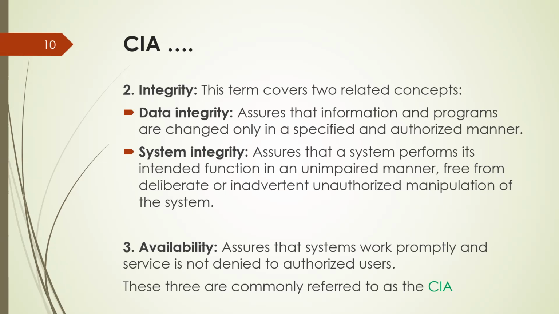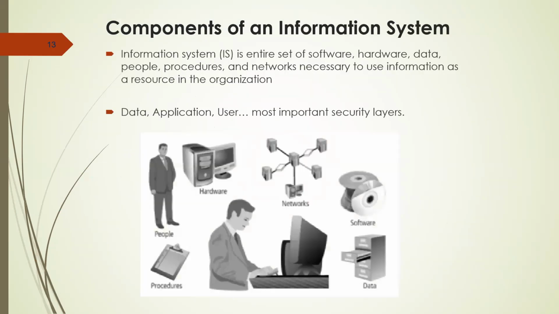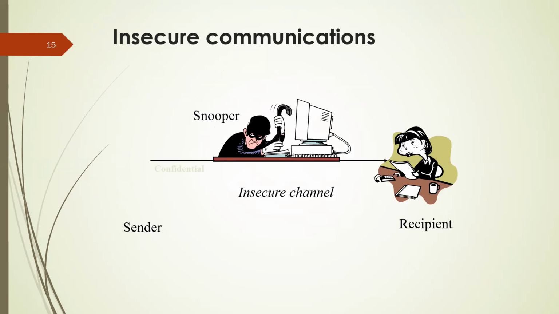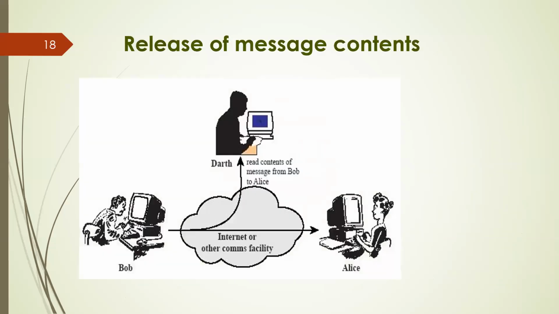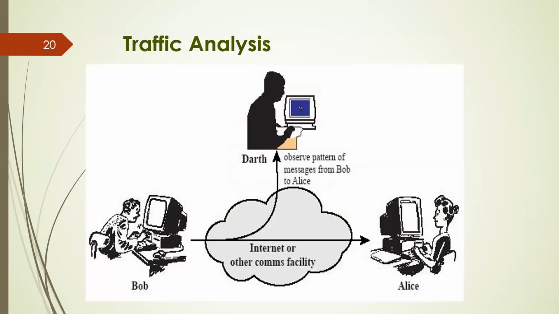Integrity, still system integrity and data integrity, explain it. For availability, you want to make sure that whenever a service is there, it should be available. It should not be denied, or a rightful user should not be denied its access. These are major components you are always looking at. The sender, the recipient, the snoopers, because these are the ones that are going to help in explaining what they do in the passive attacks and the active attacks, and types of passive attacks, types of active attacks.